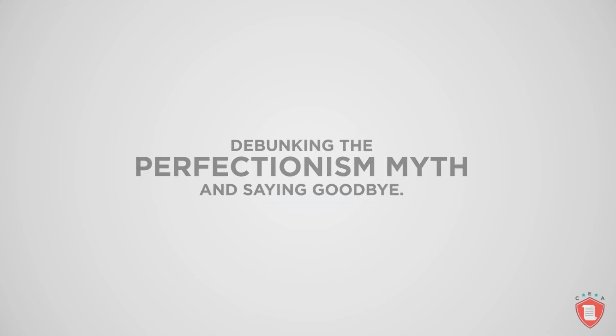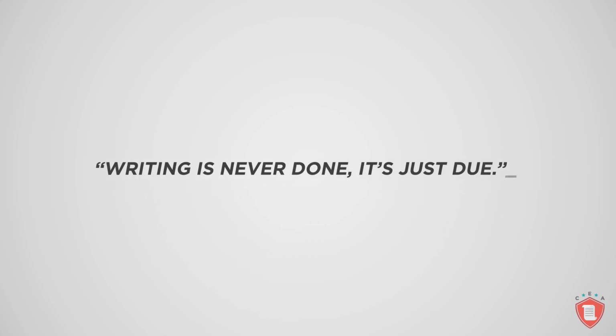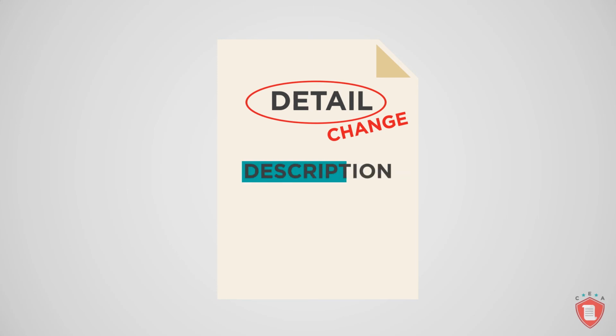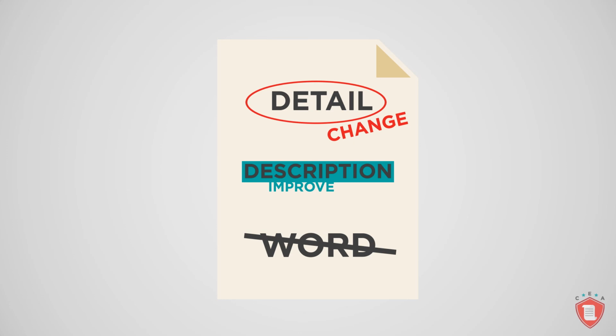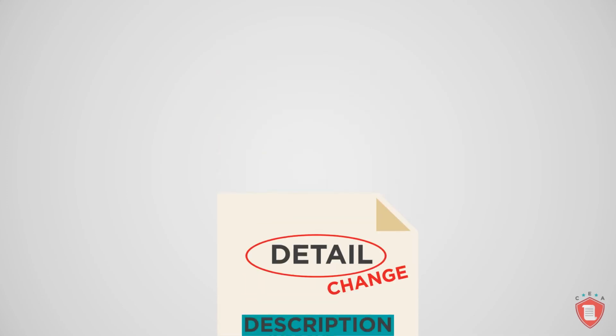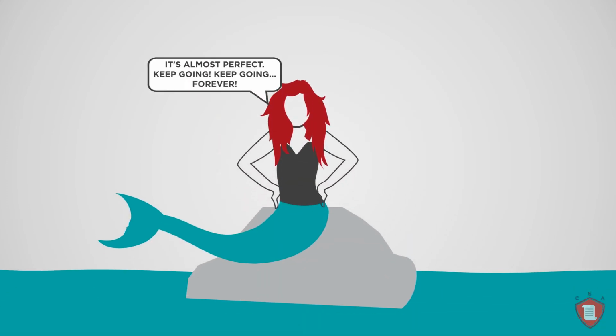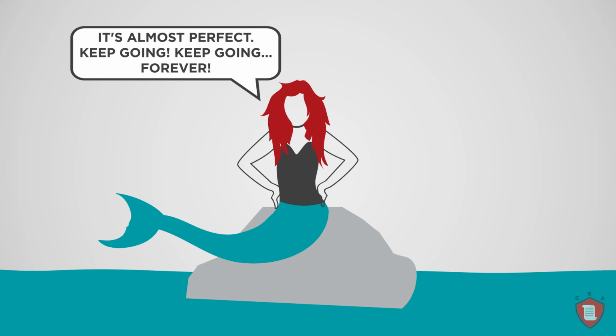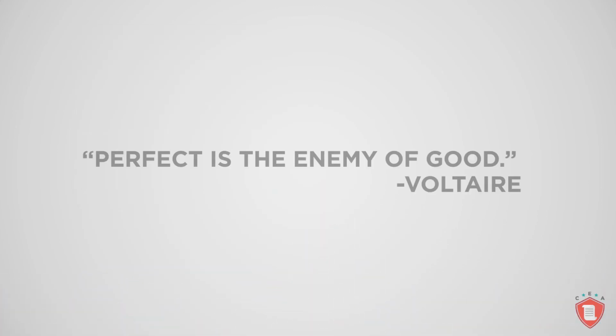There is an old adage that says, writing is never done, it's just due. If you look hard enough, there will always be a detail you want to change, a description you can improve upon, a word that is almost but not quite right. The problem with trying to achieve perfection is that it is one of humankind's only unachievable dreams. It's the siren that calls unsuspecting writers out to sea to drown in the misery of endless revision. As Voltaire once said, "Perfect is the enemy of good."